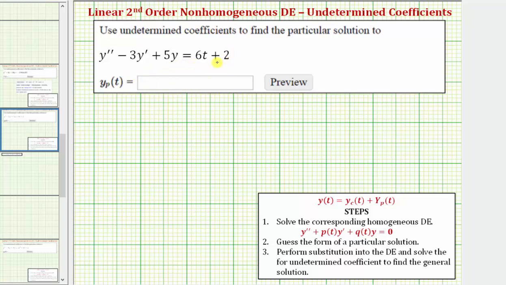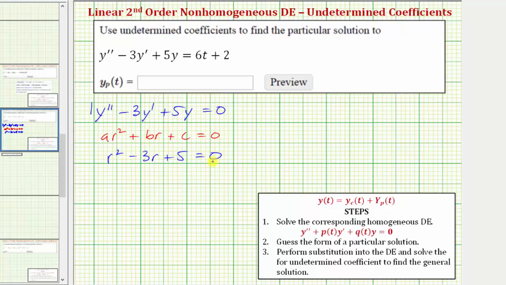So setting g of t equal to 0, with the right side equal to 0, we'd have y double prime minus 3y prime plus 5y equals 0. To solve this homogeneous differential equation, we can use the characteristic equation ar squared plus br plus c equals 0, where a is equal to 1, b equals negative 3, and c equals 5. So we'd have r squared minus 3r plus 5 equals 0.